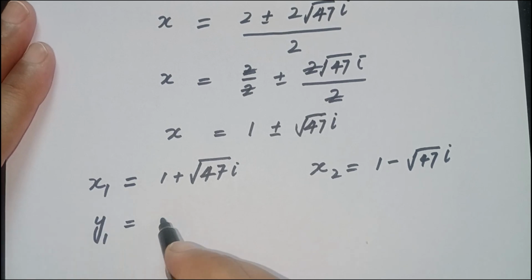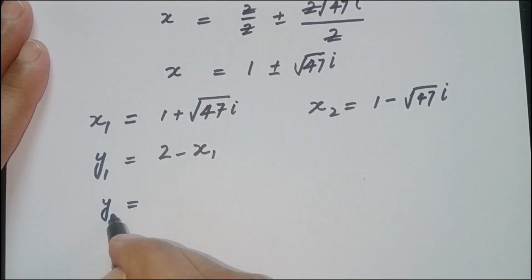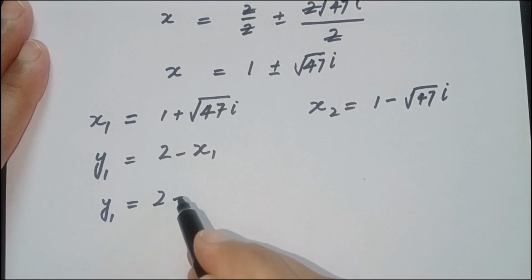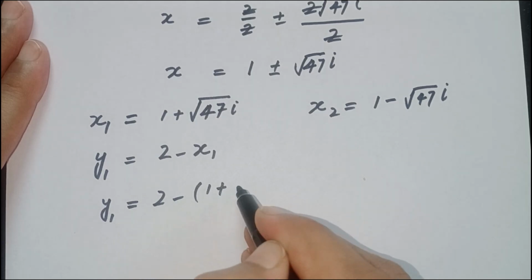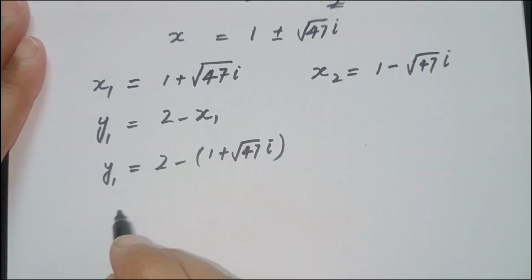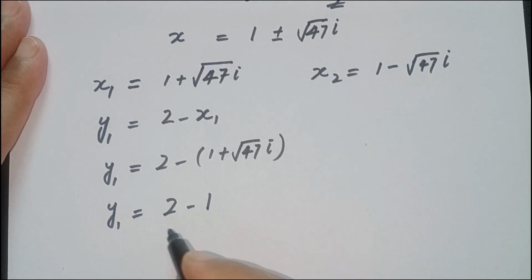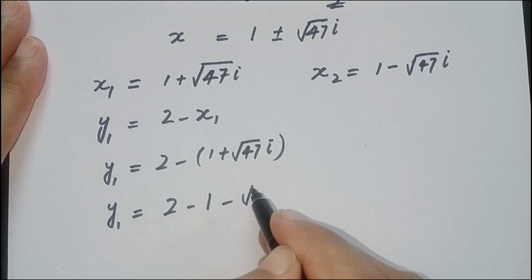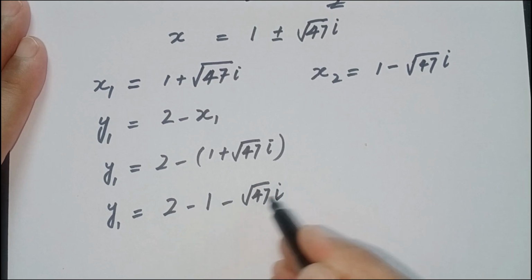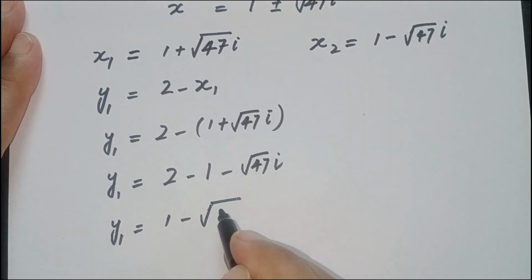Y1 is equal to, because of x1, we will write y1 = 2 minus x1. Now insert the value of x. Y1 is equal to 2 minus x1, which is 2 minus (1 plus square root 47 times I). So y1 is equal to 2 minus 1 minus square root 47 I, which is 1 minus square root 47 I.